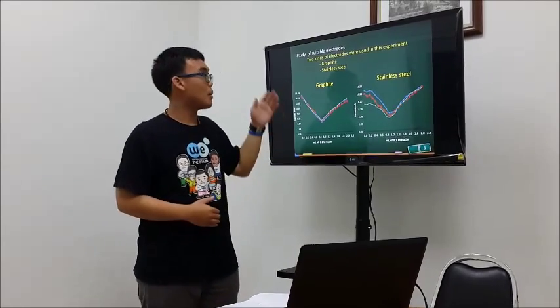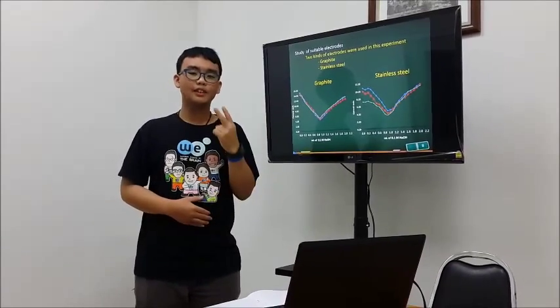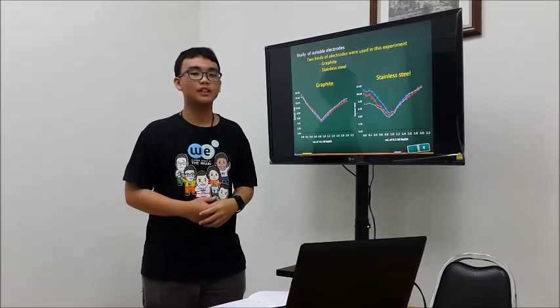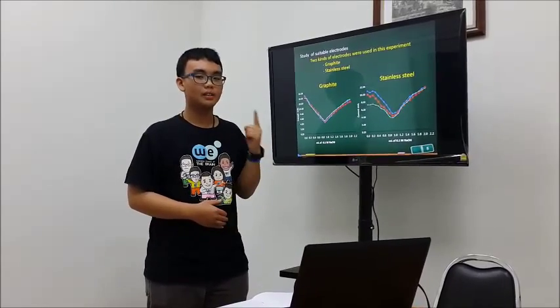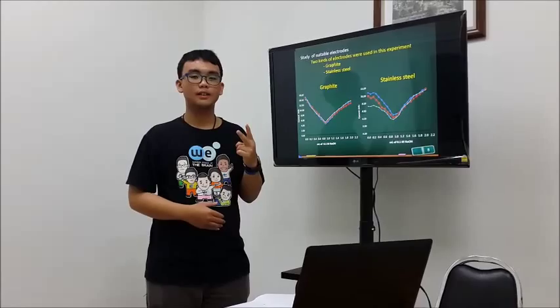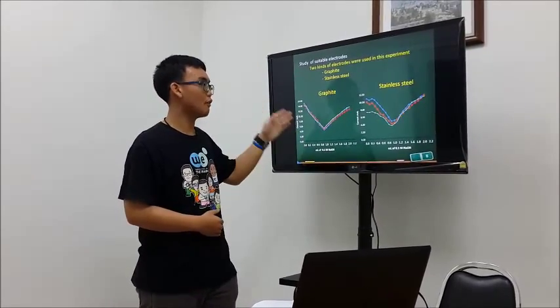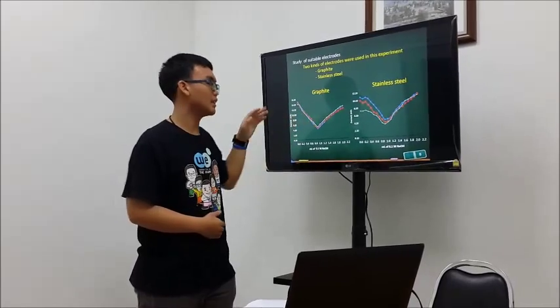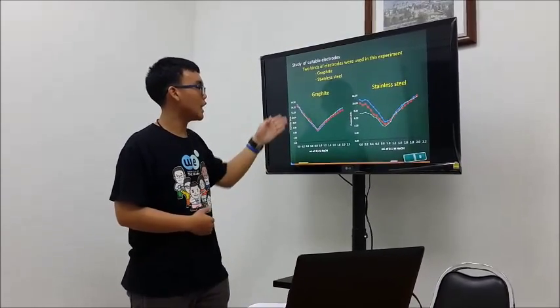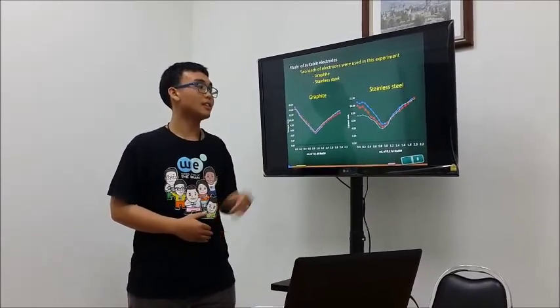Study of suitable electrodes. Two kinds of electrodes were used in this experiment: 1. graphite, 2. stainless steel. This is a comparison between the graphite and stainless steel detection graphs. You can see the curve shape of graphite is better than stainless steel.